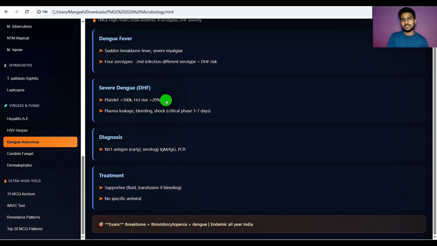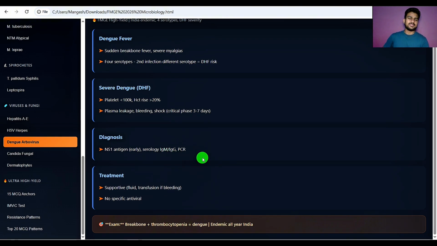That is increased, elevated. The next is about plasma leakage and bleeding, which I already explained. The next is about shock. There can be a critical phase between 3 to 7 days if the patient is left untreated. The next is about diagnosis. We can use NS1 antigen for the diagnosis, and we can also do serology for IgM or IgG titers. Also, we can perform PCR.